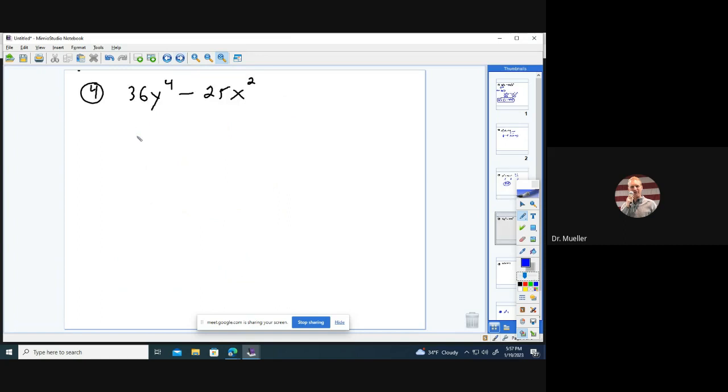Number 4, this one we have a perfect square and a perfect square. So we're going to go ahead and factor that out. That's one of those where you're going to have a plus and a minus. And this is going to be 6y squared times 6y squared. That's going to go first in each parenthesis. And here we have 5x and 5x. That's going to go second in each parenthesis. And then we've factored that out completely.